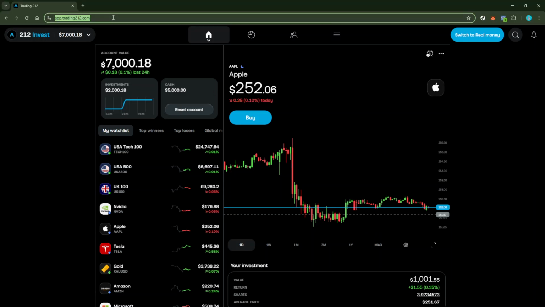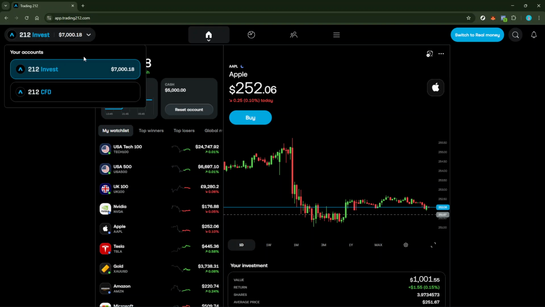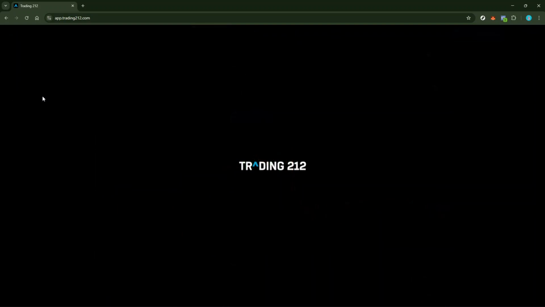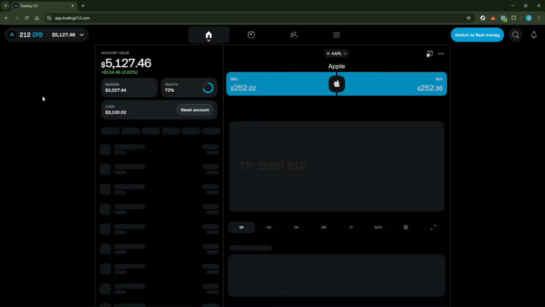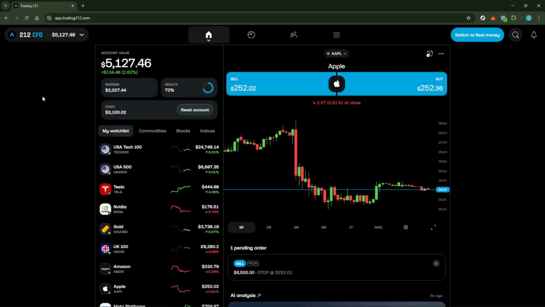The first thing you need to do is log into your Trading 212 account. If you haven't created an account yet, make sure to set it up beforehand. Once you're logged in, your next step is to open your Trading 212 CFD account. CFD stands for Contracts for Difference, and it's the type of account you'll use to trade on margin. Make sure you are comfortable with leveraged trading as it can amplify both gains and losses.